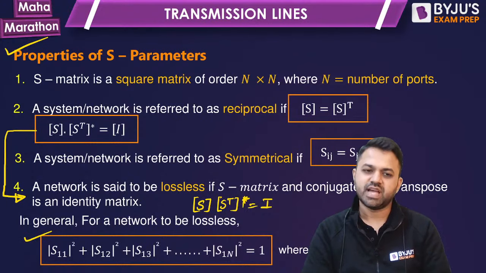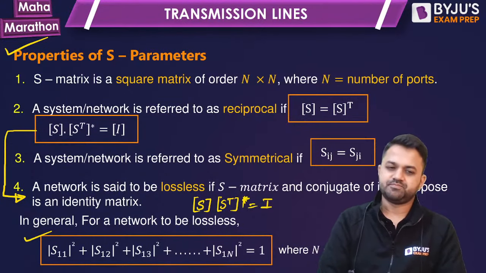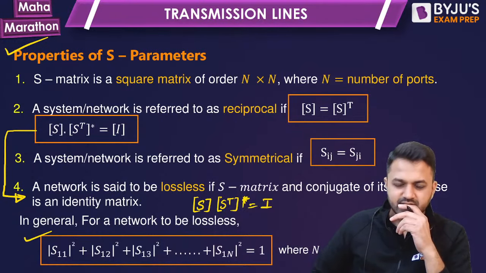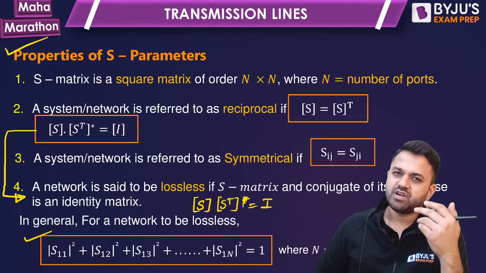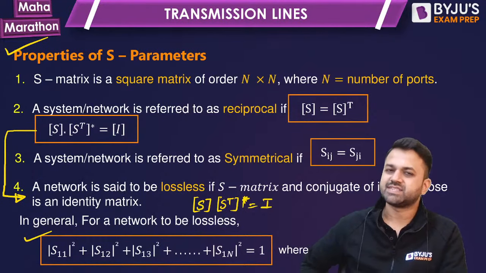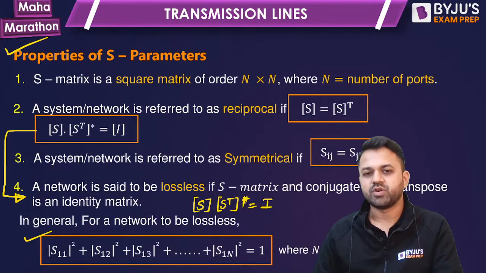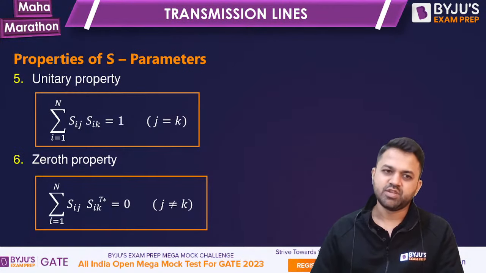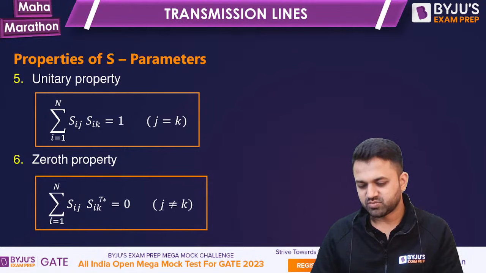When S and S transpose complex conjugate give the identity matrix, we can say that when we calculate |S11| squared plus |S12| squared plus |S13| squared, and these add up to 1, these are the elements of the first row of the S matrix of any n number of ports. Then it will be lossless. And for the unitary property, if you multiply Sij and Sik and sum over i equal to 1 to n, it will give you 1 when j is equal to k, and when j is not equal to k, it will give you zero, which is known as the zeroth property.